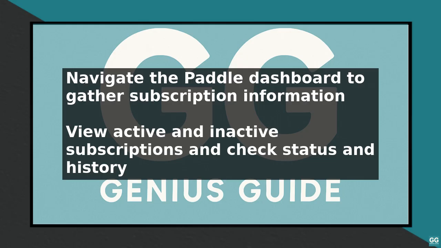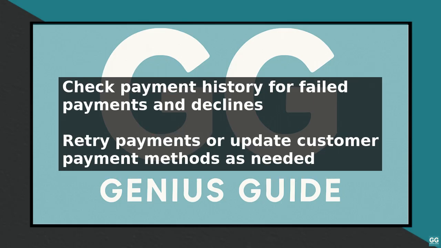Next, check the payment history to see if there have been any failed payments or declines. If a payment has failed, you can try to retry the payment or update the customer's payment method. You can also communicate with the customer directly using the Paddle dashboard to request updated payment information.